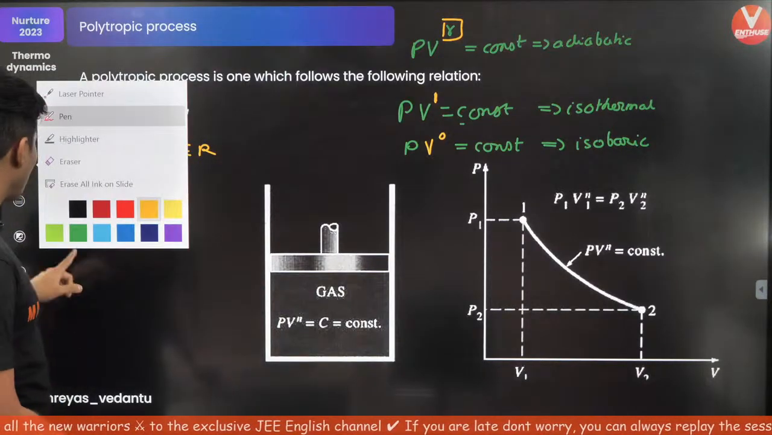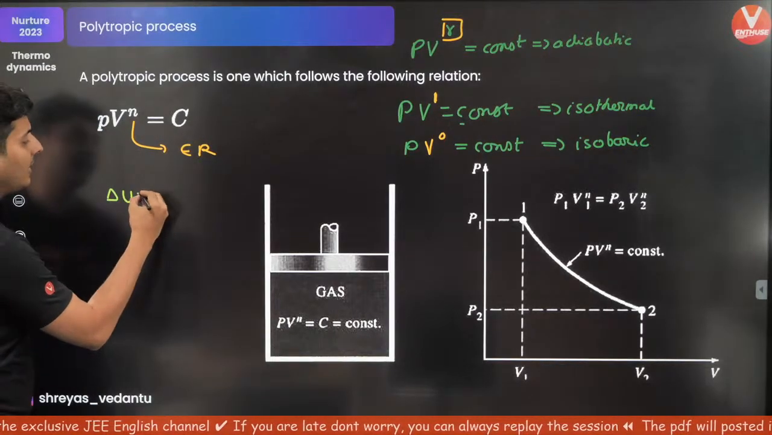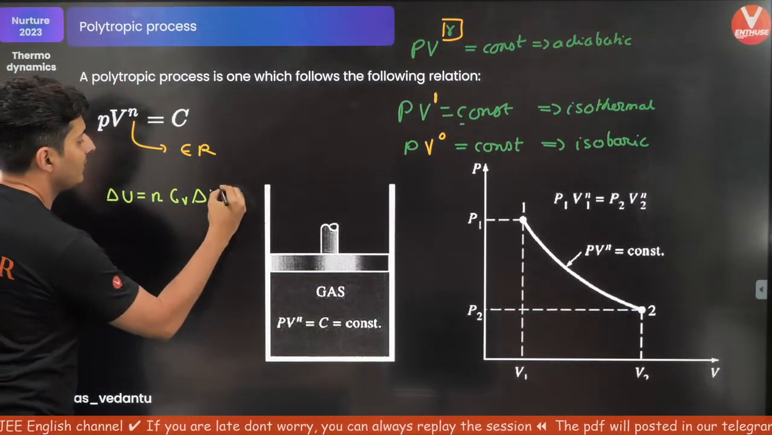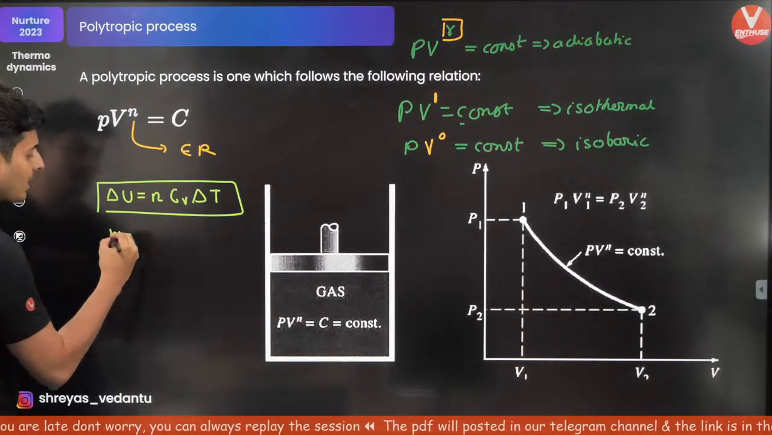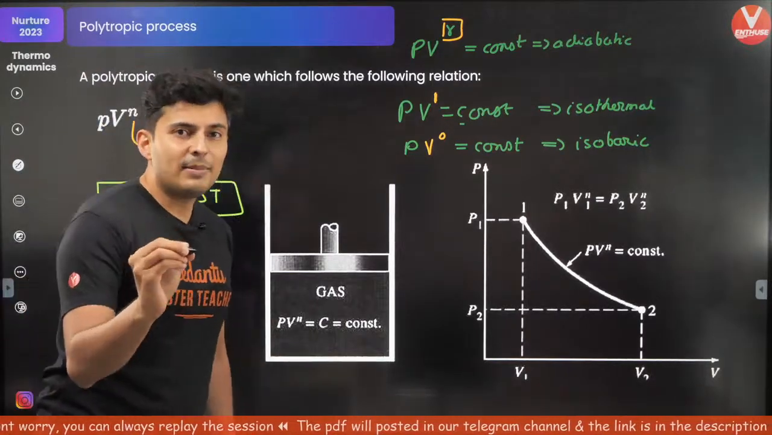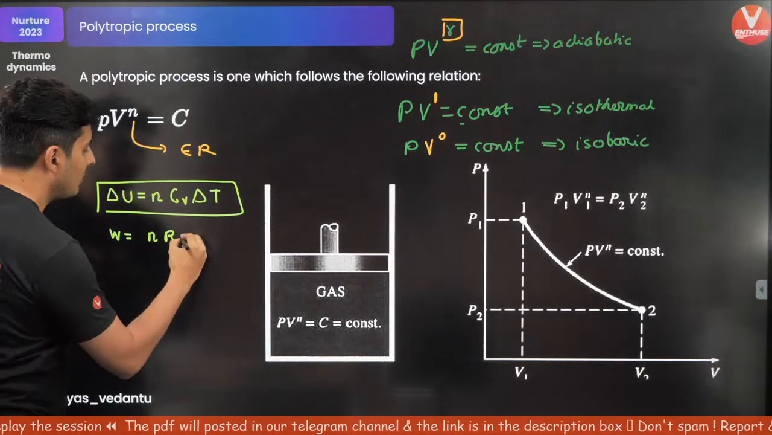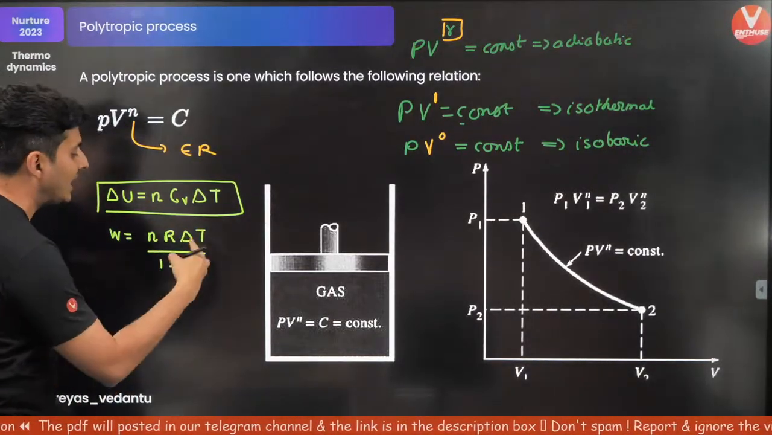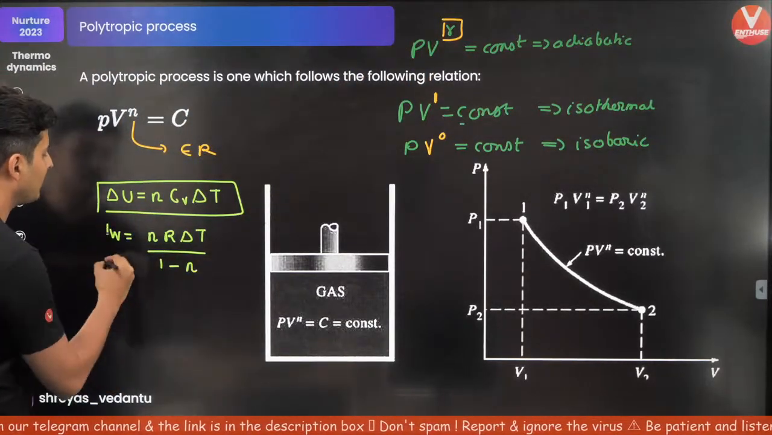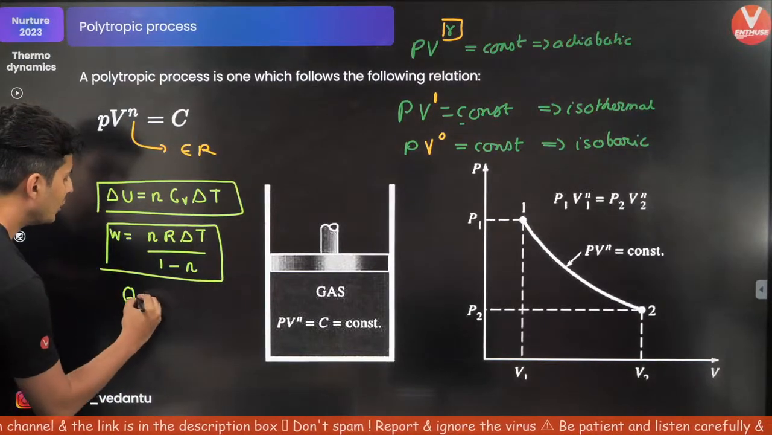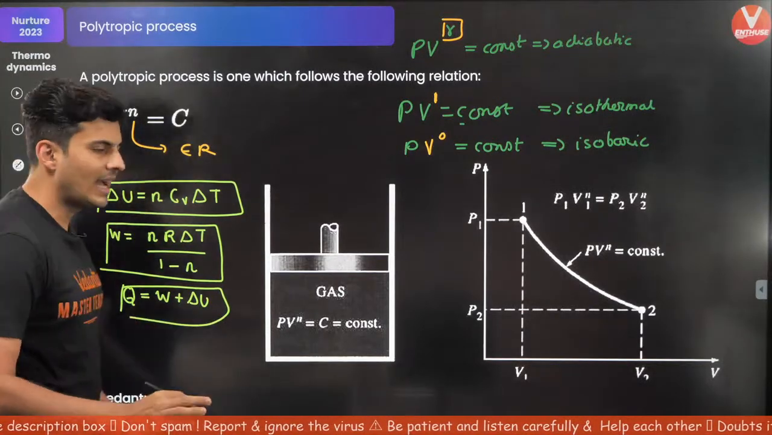And some things which you need to remember. Observe this carefully. Hardly a few things are remaining now. Even for a polytropic process, delta U is always nCv delta T. This never changes. Keep this in mind. Similarly, work done. Remember, for an adiabatic process, it used to be nR delta T upon 1 minus gamma. But instead of gamma, you put this n. So this will become the work done. And Q you can find out by the first law, which is W plus delta U.